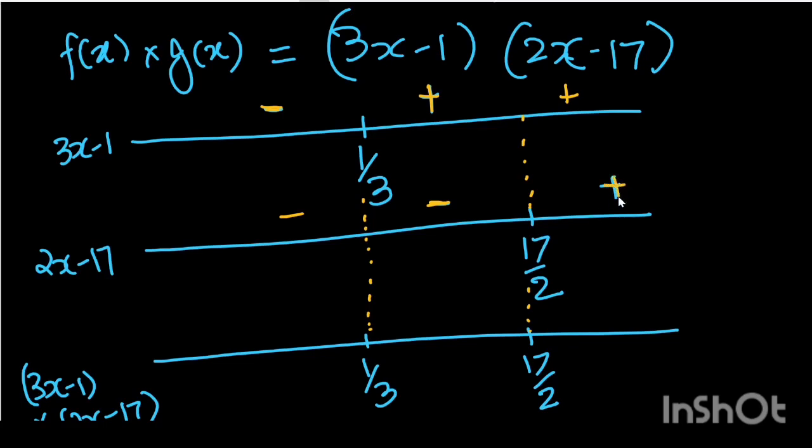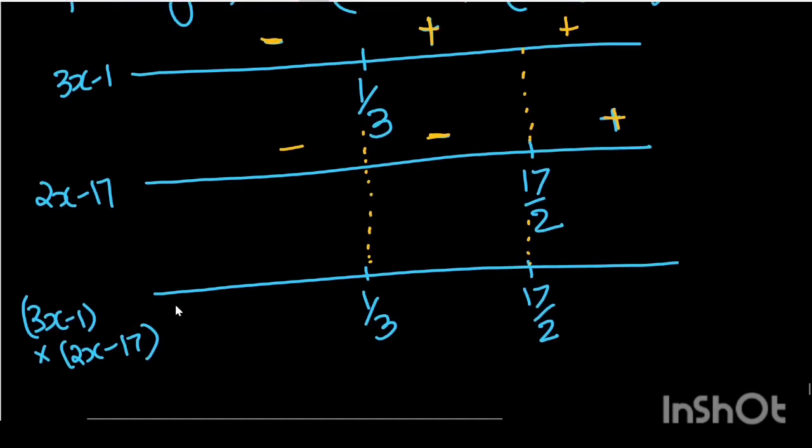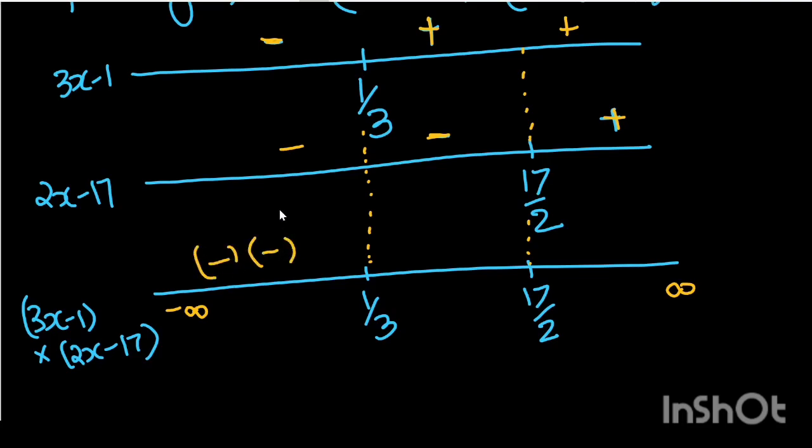So now we got 3 intervals on the number line. One of the intervals is minus infinity to 1 by 3, another is 1 by 3 to 17 by 2, and the last one is 17 by 2 to infinity. We got 3 intervals. Now since I multiplied these two, the signs will also get multiplied, minus into minus. See, this minus sign, this minus sign, I wrote here into here, okay.